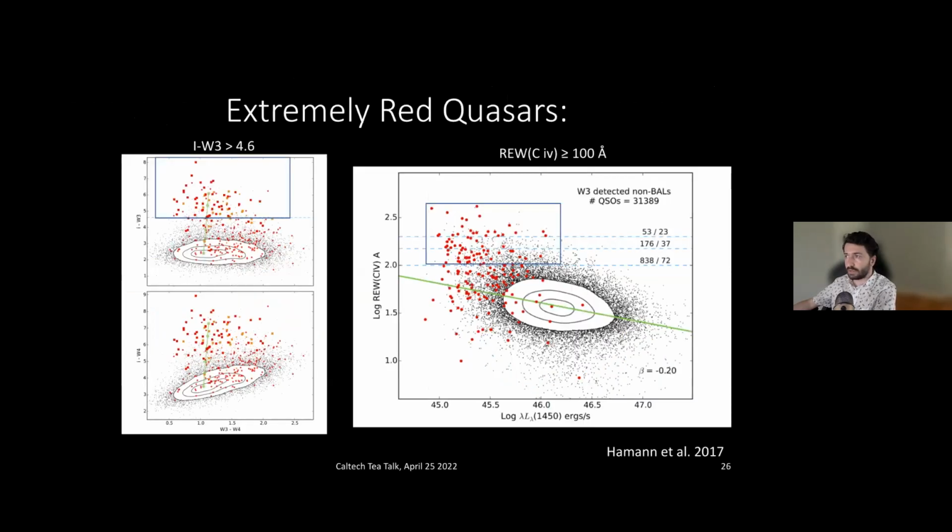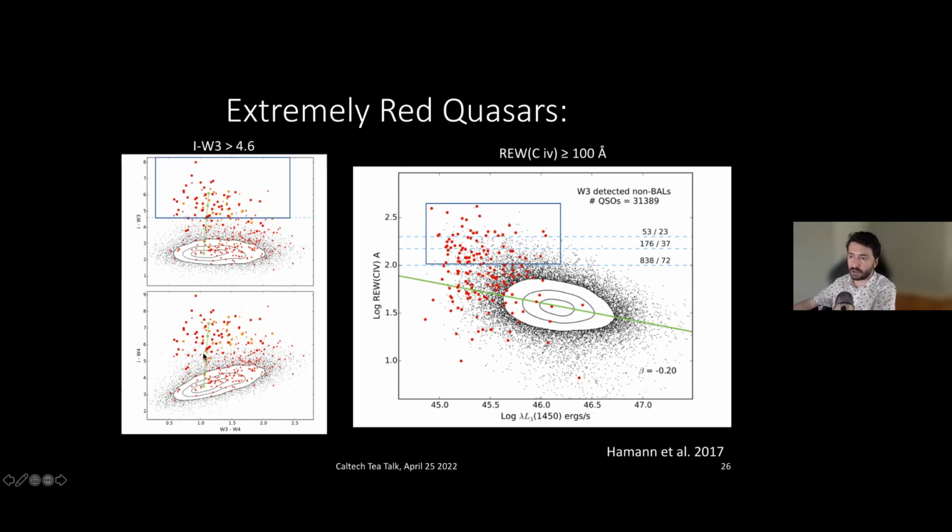So extremely red quasars, what are they? I mean, it's in the name. They're really red if you look at their colors between optical and infrared. And so that's exactly how they're selected. So their I-band minus WISE 3 filter magnitude is greater than 4.6.